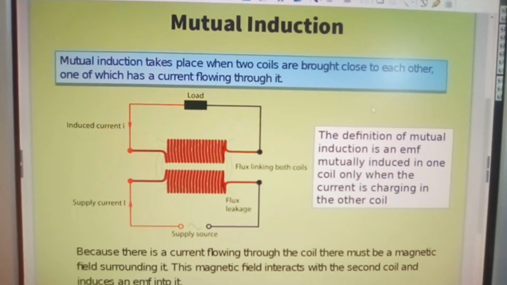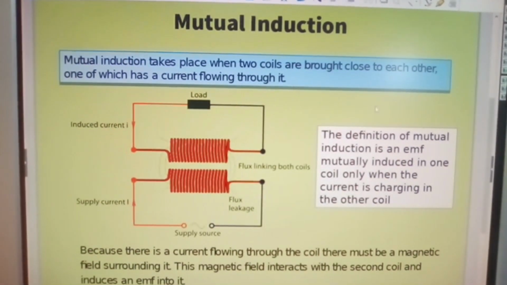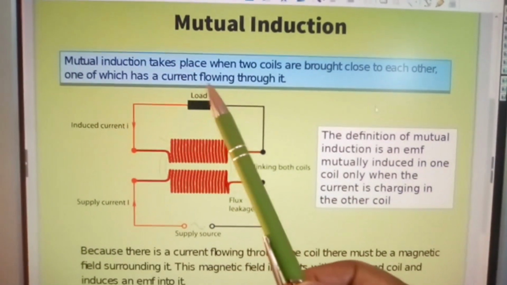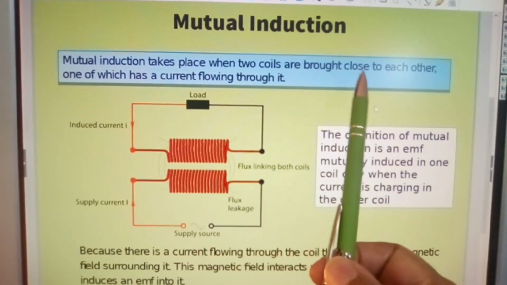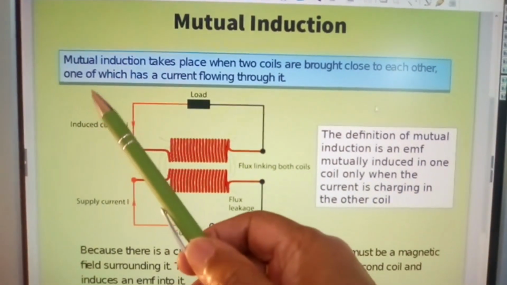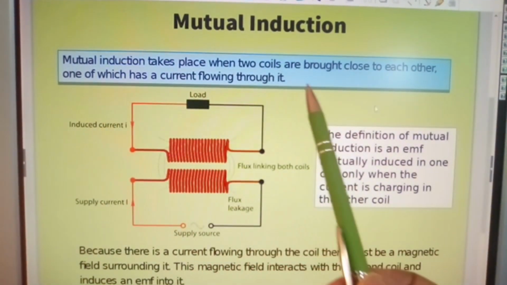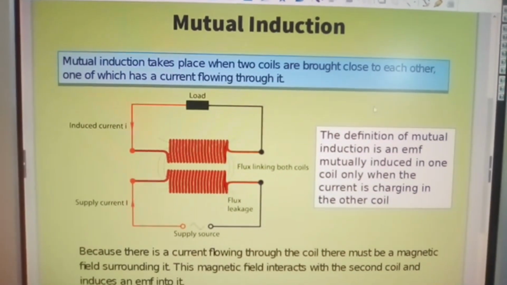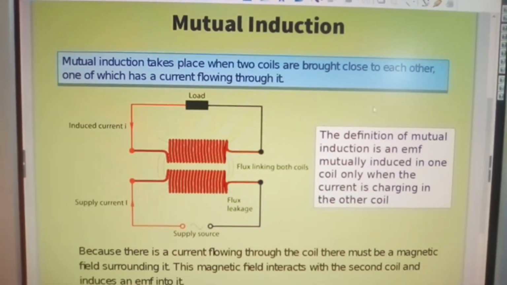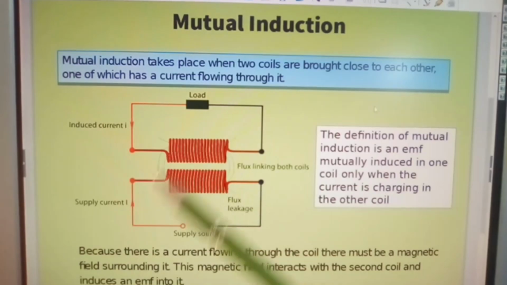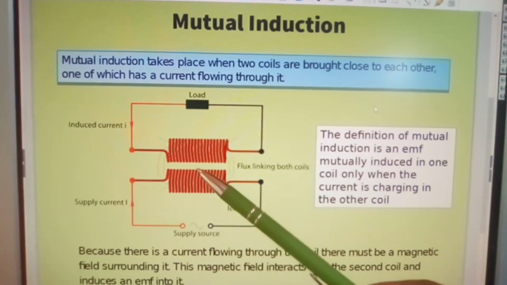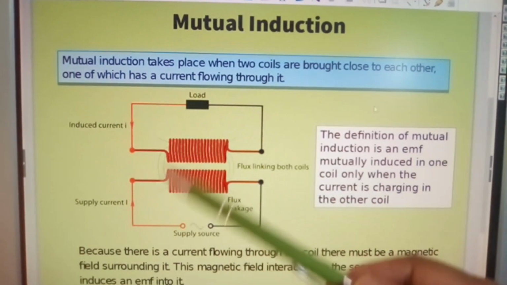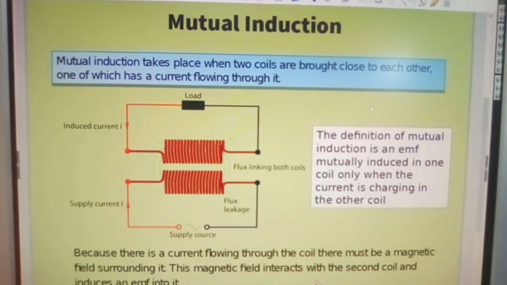Now here we are looking at mutual induction. Mutual induction takes place when two coils are brought close to each other, one of which has a current flowing through it. Mutual induction you get with a transformer, okay? And here you have the flux linking both coils, and here we have a diagram showing you this, okay?